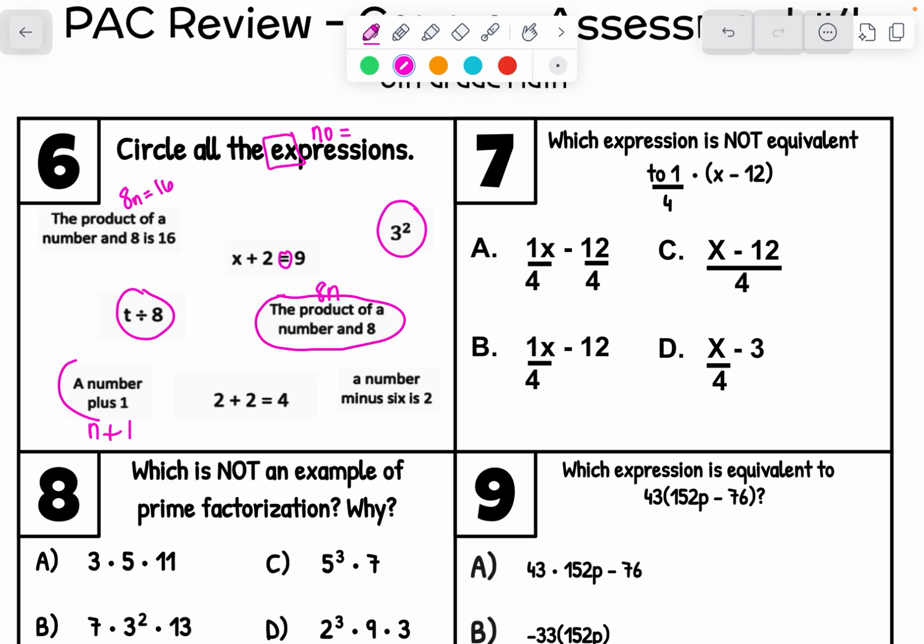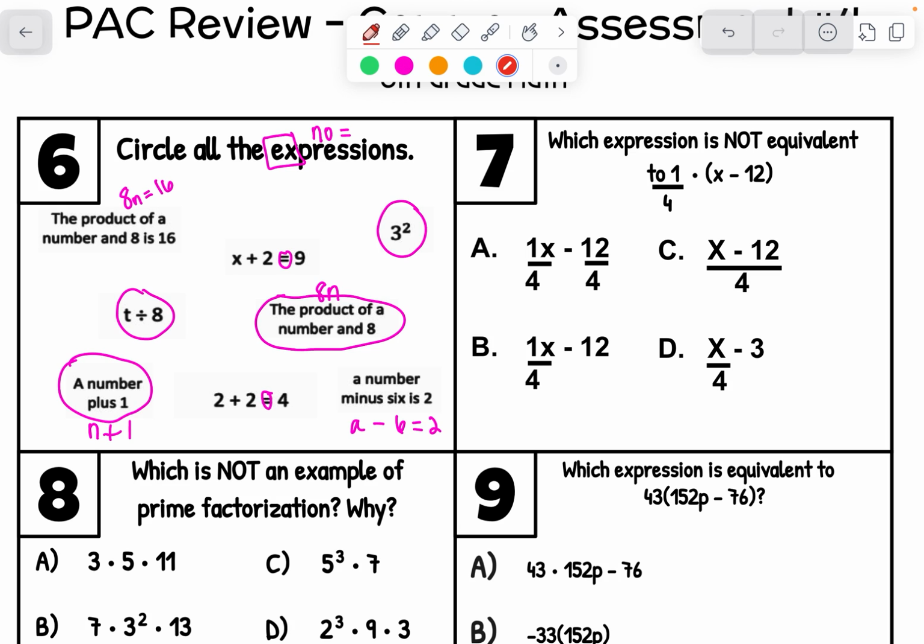A number n, plus 1. Not telling you an answer. 2 plus 2 is 4. It has an equal sign, so that can't be it. A number minus 6 is 2. Well, it's telling me what the answer is, so it's just those 4.